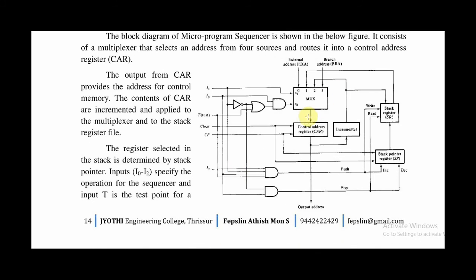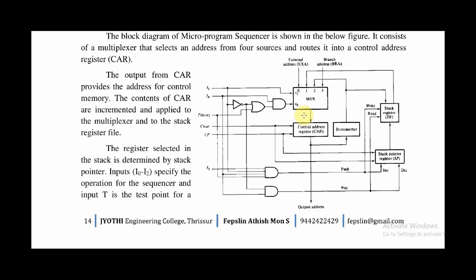So the detailed block diagram is given here. The core part of this is the control address register. The control address register is just like a PC register. This holds the address of the next microinstruction to be executed. And just like the PC, it is also incremented automatically. The MUX is connected directly to the control address register, and this MUX is responsible for giving the corresponding line to the control address register.